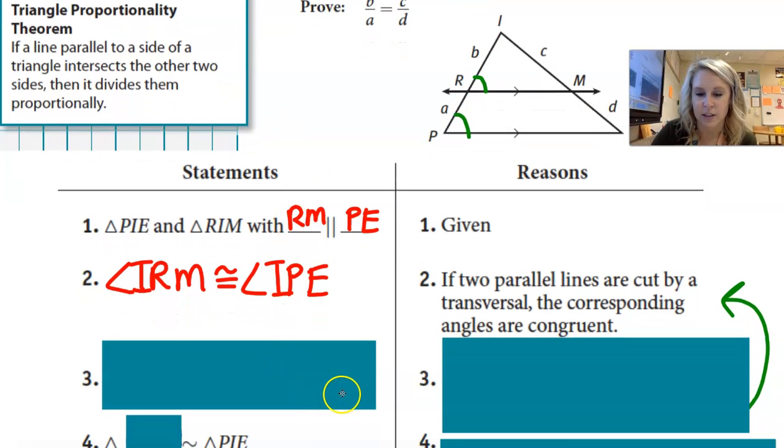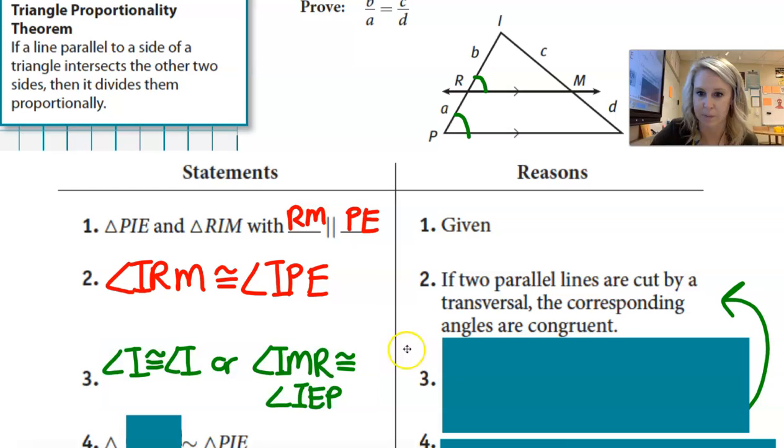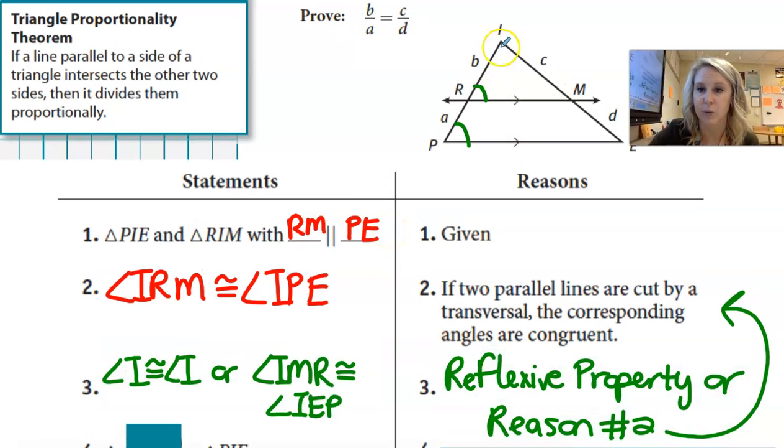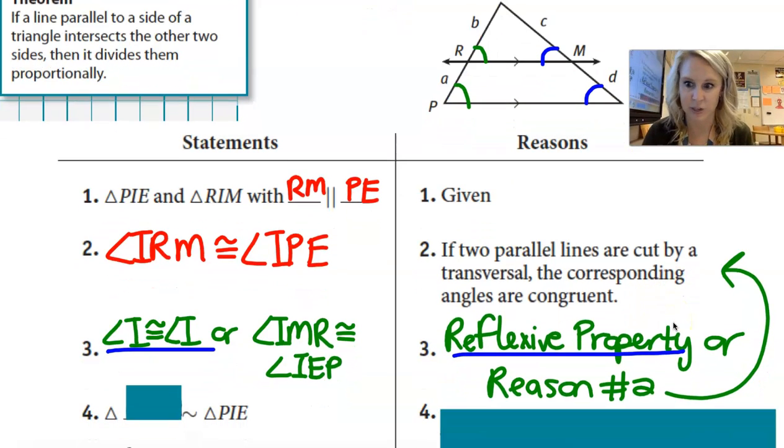Then, here is where it gets a little tricky. So, I need to prove another angle. You could do two ways right here. We could say angle I is equal to angle I, because that's the reflexive property, because I have an overlapping triangle. Or we could have used our other corresponding angle and said IMR, because this angle was congruent to IEP. Okay. Regardless, I'm trying to find two angles that are congruent so I can prove my triangles are similar. So I would probably go with this one, angle I is congruent to angle I, because of the reflexive property, just because I think it's a little bit easier.